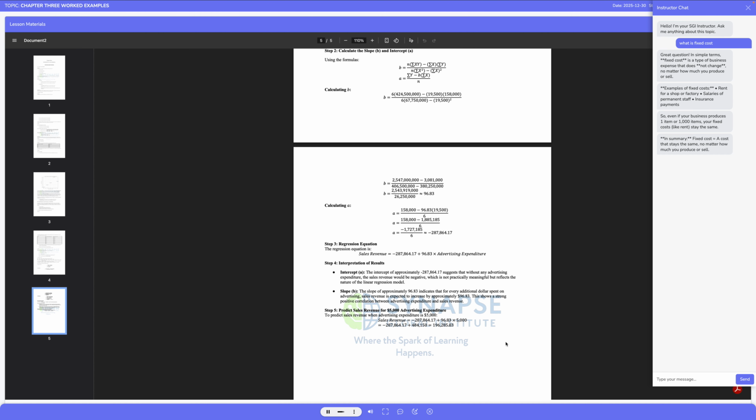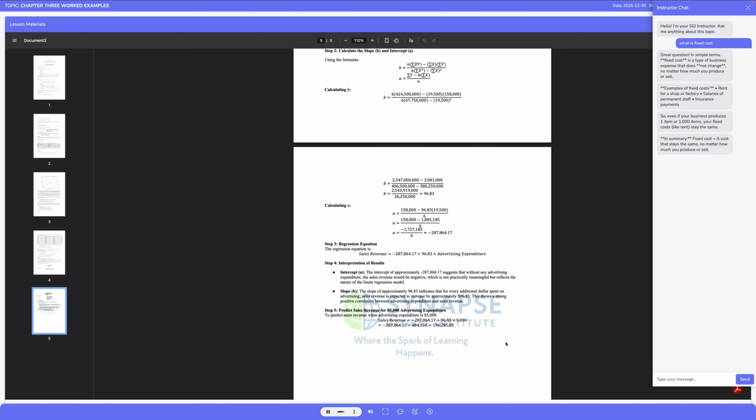The third step is to calculate the intercept, denoted by A. The intercept represents the estimated value of sales revenue when advertising expenditure is 0. Using the formula provided, the intercept is calculated as approximately negative $287,864.17. Although this figure is negative and not practically realistic, it is mathematically valid within the regression model. In revision, it is important to remember that intercepts in management accounting regressions may not always have a direct real-world interpretation, especially when 0 activity levels are outside the relevant range.